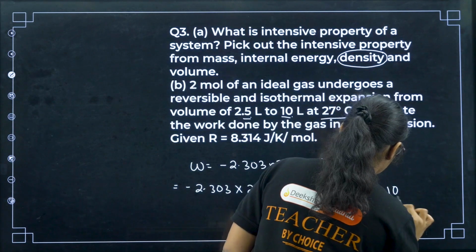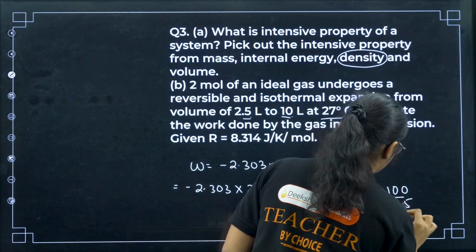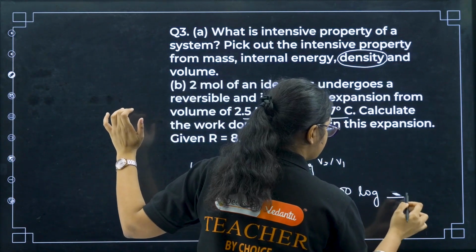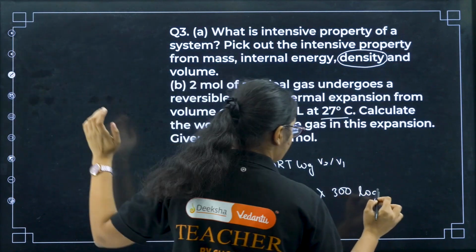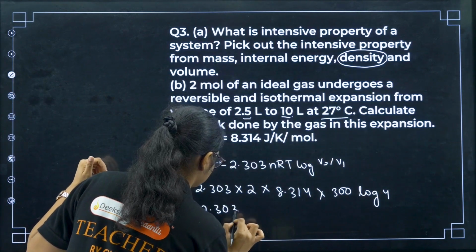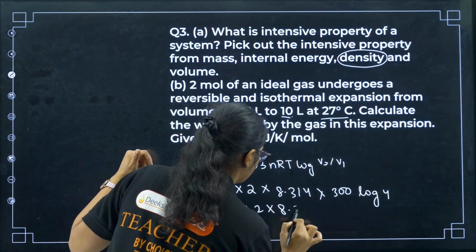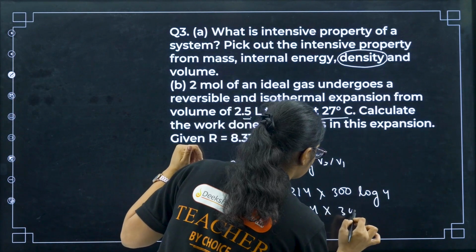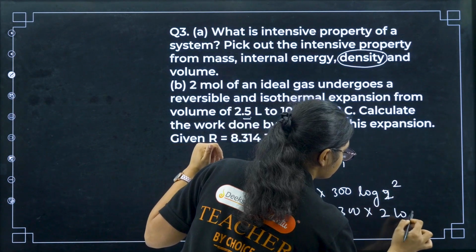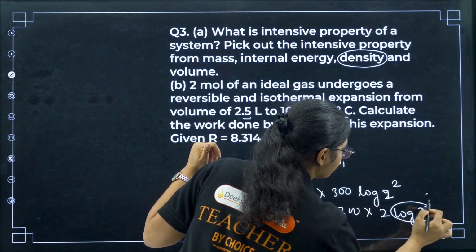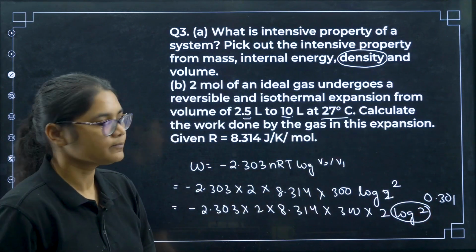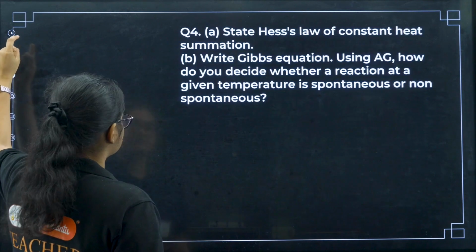So 10 by 2.5, or you can write 100 by 25. Okay, 100 by 25, and that will give me log of 4. Log of 4 is again 2 log 2, right? So minus 2.303 into 2 into 8.314 into 300 into log of 4, where 4 can be written as 2 square, that can be written as 2 log 2, right? And what is the log 2 value? 0.301. So just multiply all this and you will get your answer. Okay, so that is a very simple question.